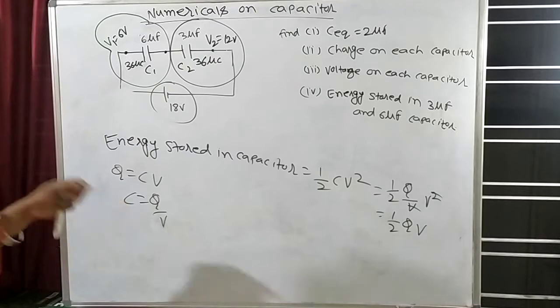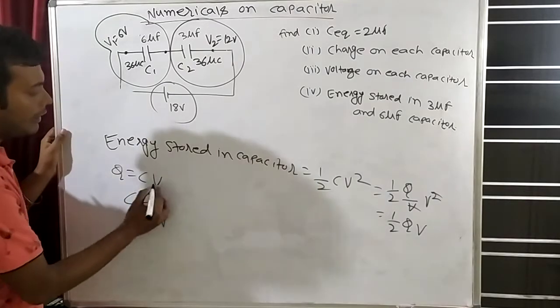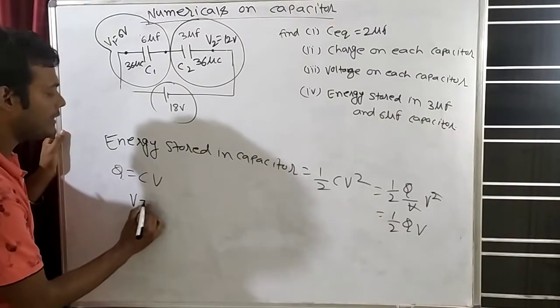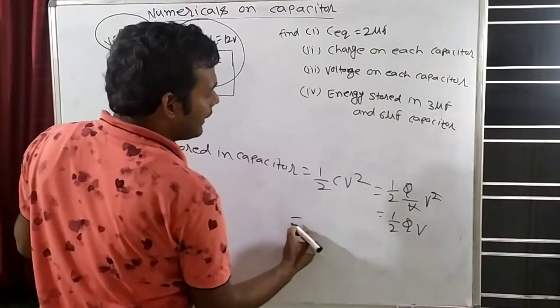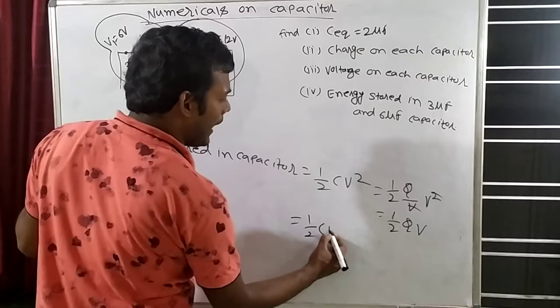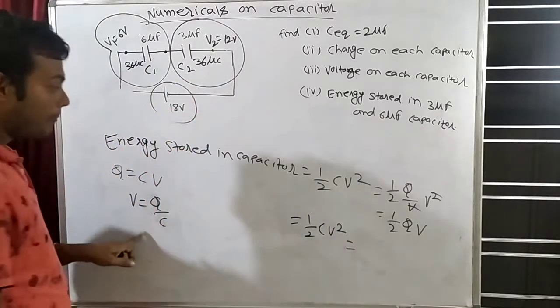And suppose in the place of V, if I write from here, in the place of V, can we write that V is equal to Q by C? V is equal to Q by C. So here I can write like this also, that in the place of half CV square, in the place of V, what can we write?